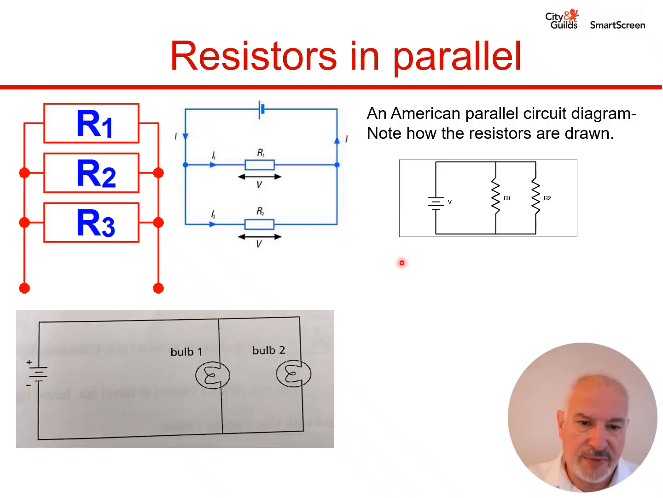And then another diagram there. This is more of a hand-drawn version of the resistor here. In fact, in this case, they've just drawn in a light bulb. So there's two light bulbs, and in traditional light bulbs, the filament inside them is a form of resistor.